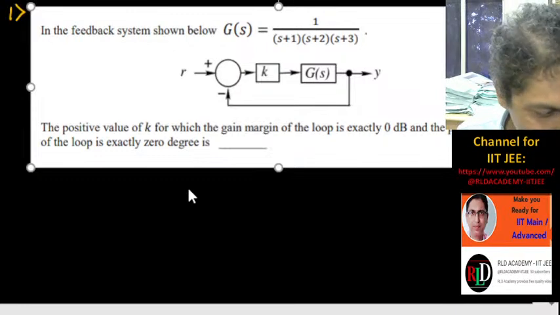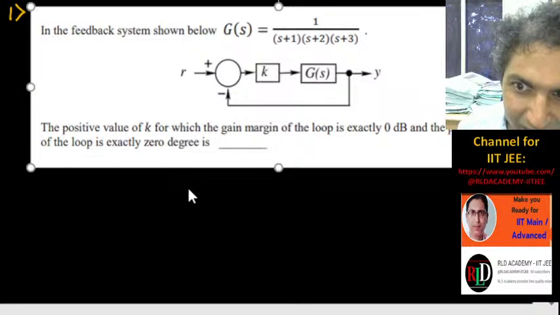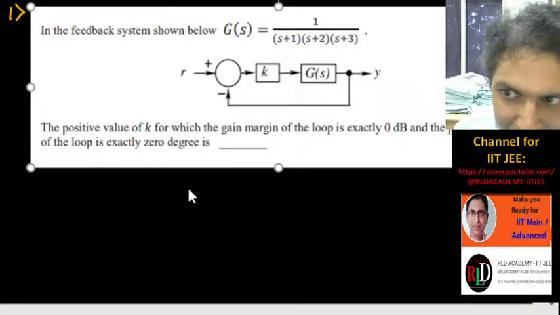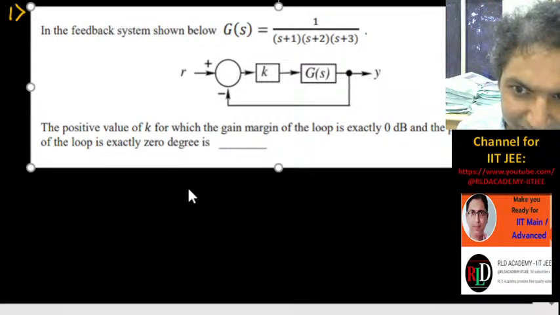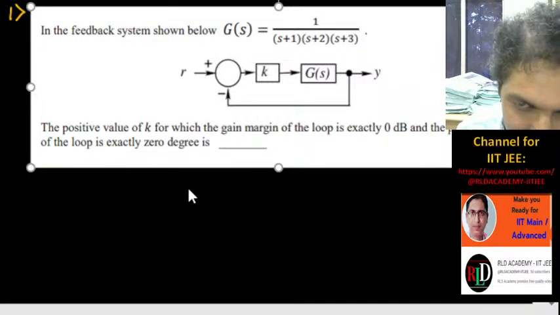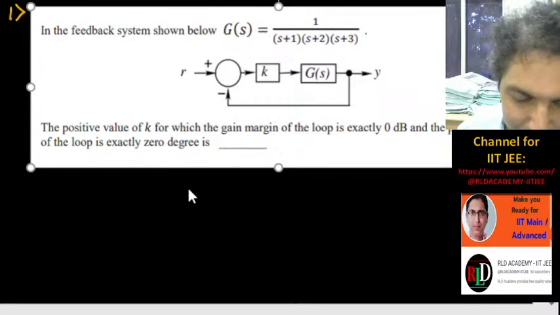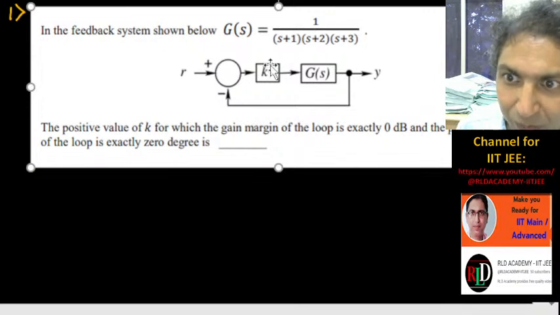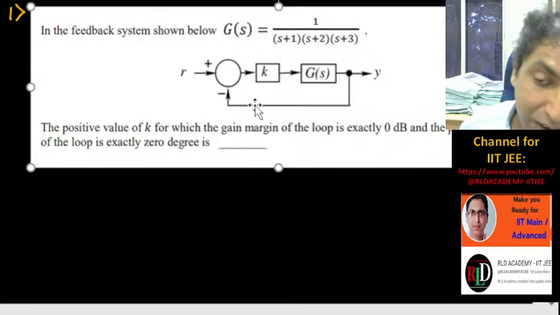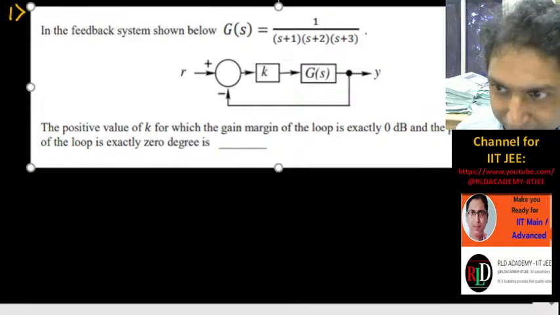Is it clear? Can I make this conclusion? Once there is no margin, gain margin 0, phase margin 0, that implies it is under critical condition, it is on the verge of instability. We can say it is on conditional stability. Right? So this is the problem. We need to find that K value for which it will be in that critical condition.